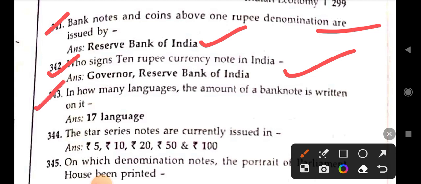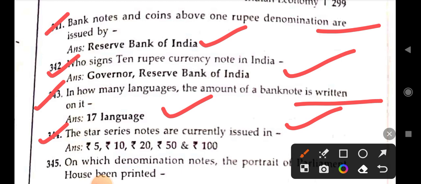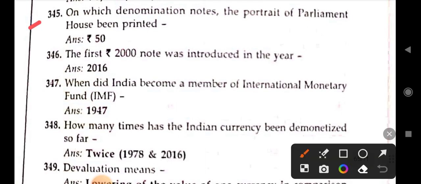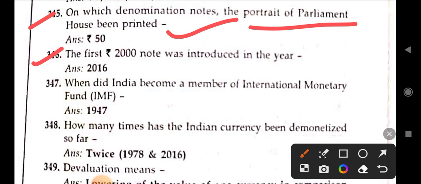Next, in how many languages is the amount written on banknotes? 17 languages. The star series of notes are currently issued in 5, 10, 20, 50, 100. Next, on which denomination note is the portrait of Parliament House printed? 50. The first 200 notes were introduced in the year 2016.